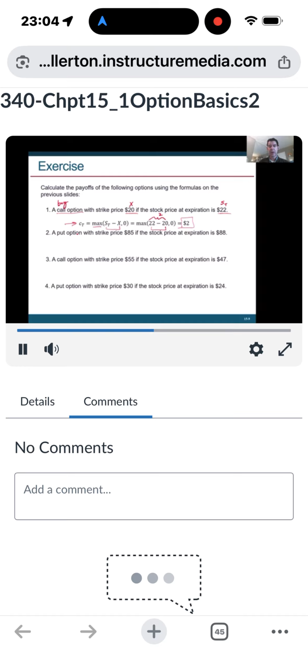This one is a put option with strike price 85 if the stock price at expiration is 88. Again, try this on your own. First thing to note here is a put option is the option to sell at the strike price, not to buy, but to sell. Okay, so this one, I can sell for 85 something that's worth 88. Does that make any sense? No, of course not. So this one you would not exercise and the value would be 0.